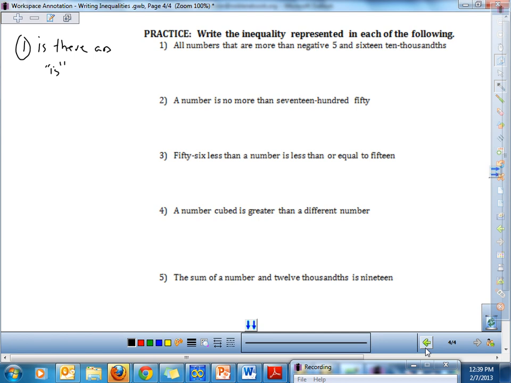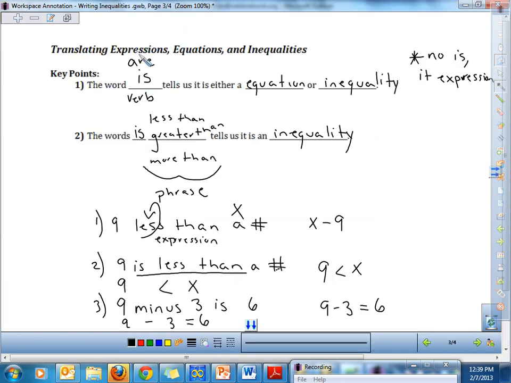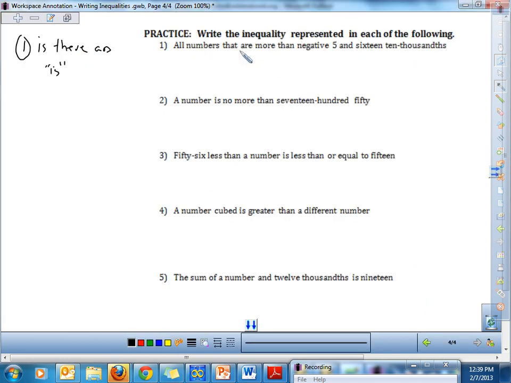But, if I think back to my notes, we talked about sometimes you might see a different tense of the verb. And I do see the word are. So, I see the word are. That tells me it's going to be either an equation or an inequality. So now I'm going to see, after the word are, is there a phrase? Yes, there is a more than phrase. So this is telling me that this one is an inequality.